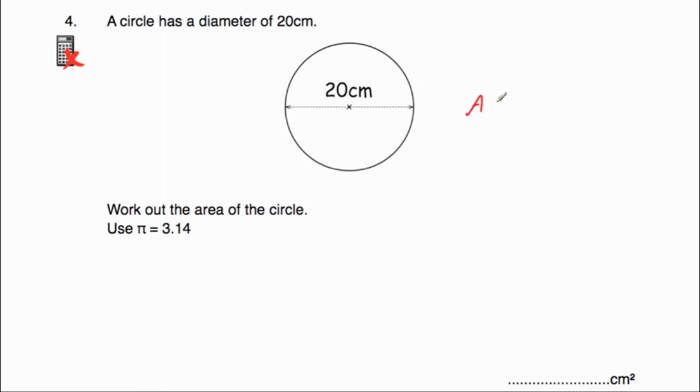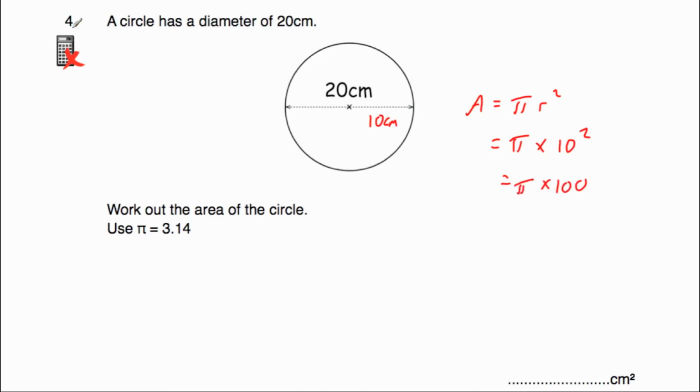So the area of a circle is given by the formula pi r squared, so pi times the radius squared. So that's going to be pi times, now the radius of the circle, if the whole way across is 20 centimeters, the radius would be 10 centimeters. So we're going to do pi times 10 squared. 10 squared is 100, so we're going to have pi times 100.